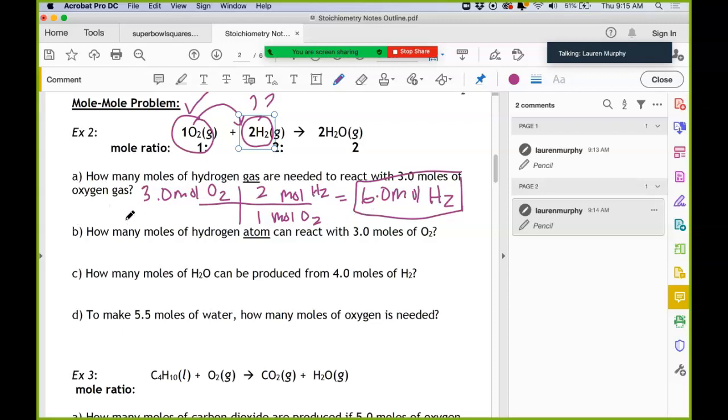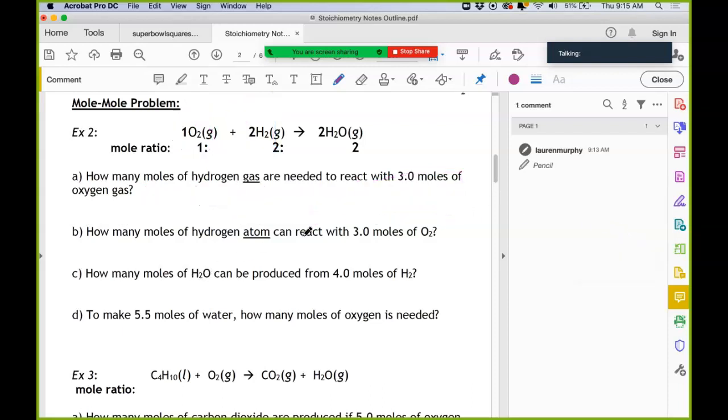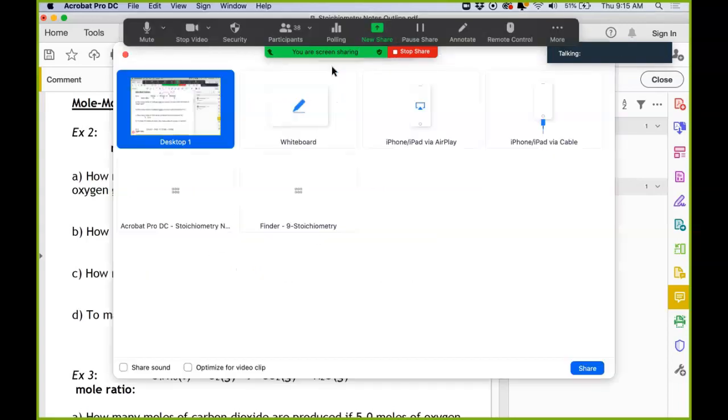I'm going to skip B for now. Let's go to C. So, how many moles of water, so this is who we're asking about, can be produced, right, because it's a product, from 4 moles of hydrogen? Well, that's this guy. So I'm jumping from hydrogen over to water. So the first thing you do, write out what I give you.